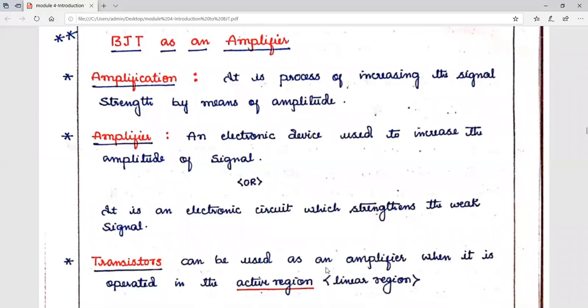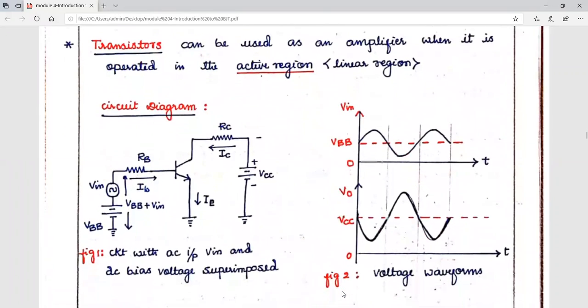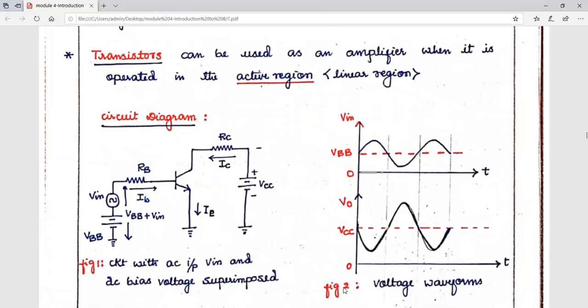Now, transistors can be used as an amplifier when operated in the active region, or so-called linear region. Now, if you see the particular circuit to make a transistor operate as an amplifier, you can see here that we have an AC supply connected in series with the resistance RB connected to the base of the transistor, and to the collector we have the resistance RC, which is connected to the collector of the transistor and given to a DC source plus VCC. And similarly here we have another DC source, that is plus VBB. Clear?